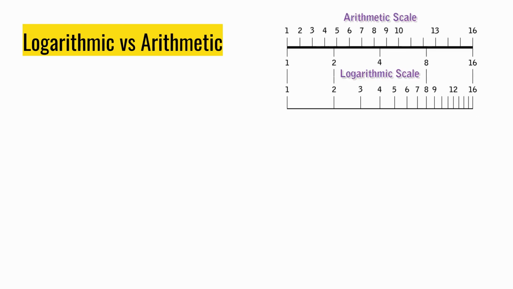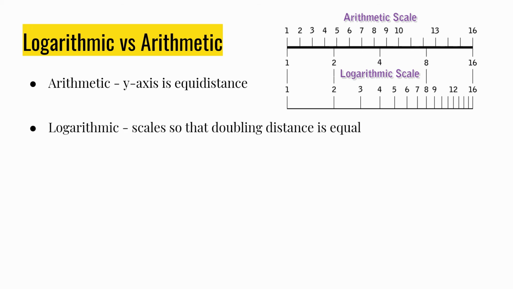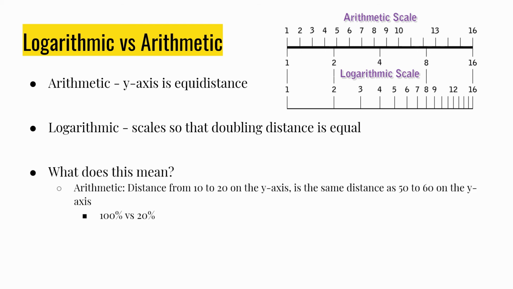Now that we're done with analyzing popular charts, we can move on to the log and arithmetic scale that affects all charts. The arithmetic scale puts the ticks on the y-axis such that they're all the same distance from one another. On the other hand, the log scale puts the ticks on the y-axis such that the doubling distances are at equal lengths. So what does this mean? Well, let's look at an example.